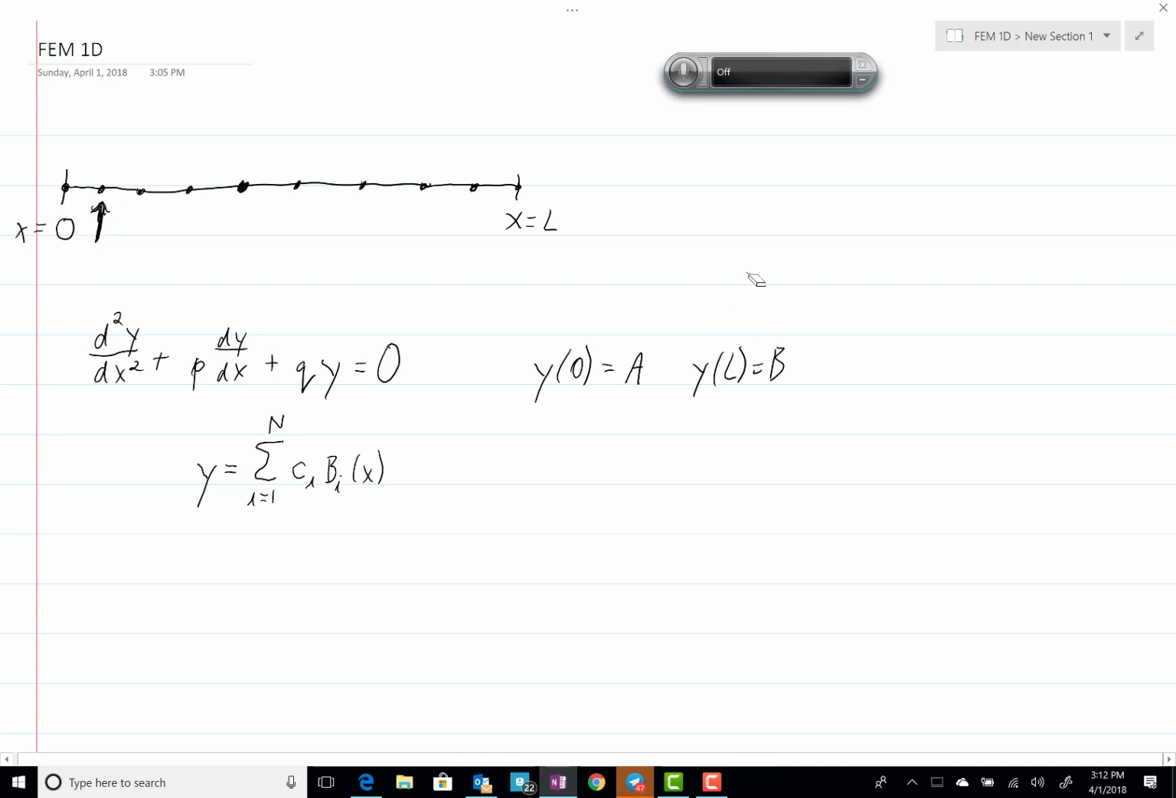And so we'll have unknown coefficients at all of the interior nodes, but at the exterior nodes, the ones on the boundaries, we will have known coefficients. And so this means then that y is equal to, we could write it as maybe something like this: a b_0 of x plus b b_{n+1} of x.